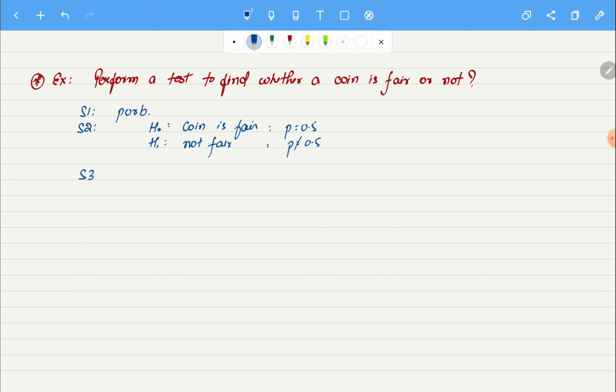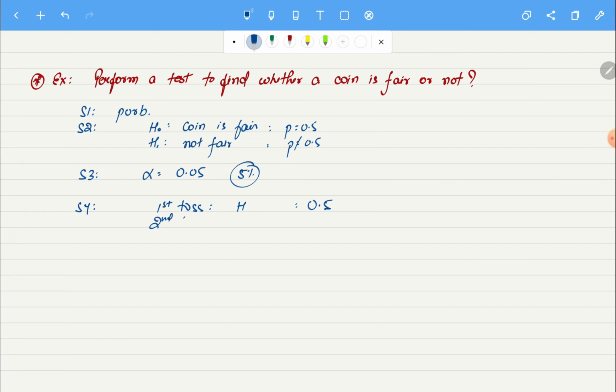Step 3 is setting up the significance level. So here again we will take 0.05 or 5%. In step 4 we will perform the test. We tossed the coin the first time and we got head. In the first time anyways there are two possibilities, getting a head or a tail, so it is still 0.5, so we are fine for now.